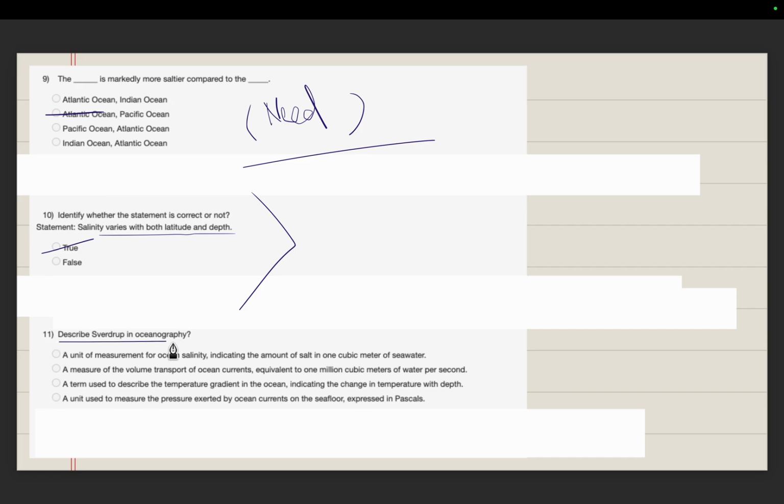Now describe the seventh group in oceanography. This is a unit of measurement of ocean salinity, including the amount of salt in 1 cubic meter of seawater. A measure of volume transport of ocean currents equivalent to 1 million cubic meters of water per second. A term used to describe the temperature gradient in the ocean, indicating the change in temperature with depth. A unit used to measure the pressure exerted by ocean currents on the seafloor, expressed in Pascal.